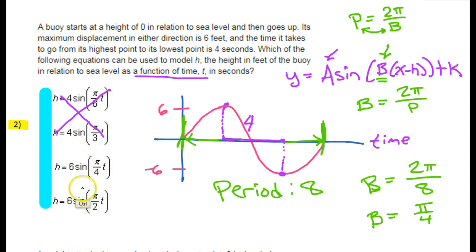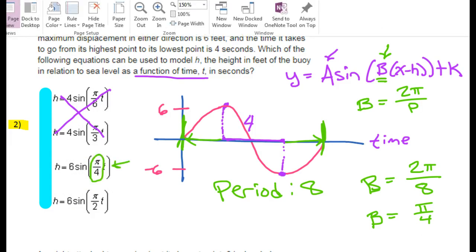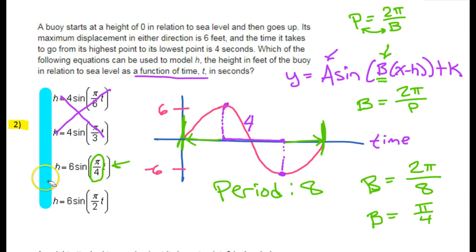So I've just got to choose between these two. Guess which one has a b value of pi over 4? Ding, ding, ding, it's right here. So that means this must be the answer. Okay, why do you hate me?